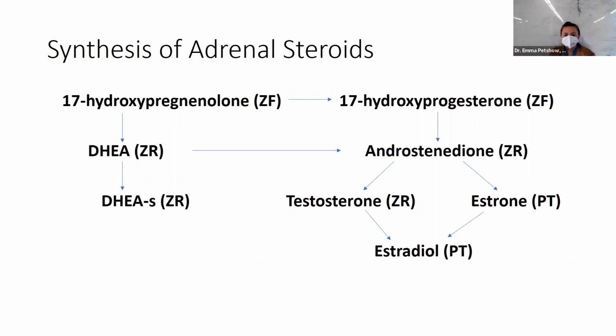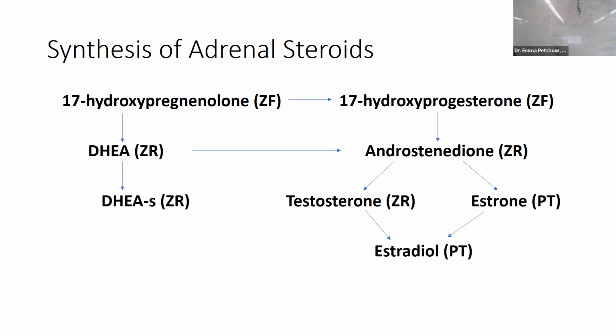When they are converted to either DHEA or androstenedione, that's when we move from the fasciculata to the reticularis. That's when that conversion occurs. So DHEA can become DHEAS. DHEA can also become that androstenedione, which is our precursor to either testosterone or estrone. Testosterone forms still in the reticularis. Estrone to estradiol, these conversions occur in peripheral tissue.